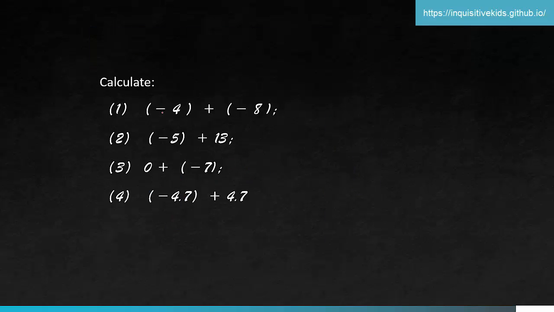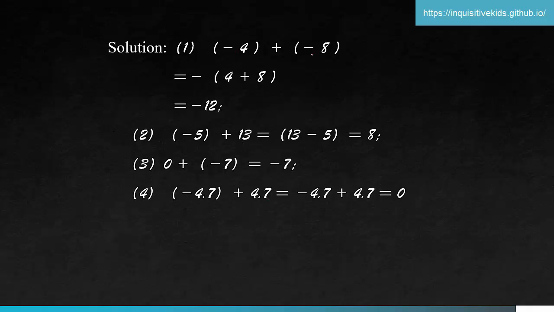Here we have to calculate negative 4 plus negative 8, and negative 5 plus 13, and 0 plus negative 7, and negative 4 and 7/10 plus 4 and 7/10. These two numbers have the same symbol, so we're going to add their absolute values, which is 12, and then we're going to make it negative.